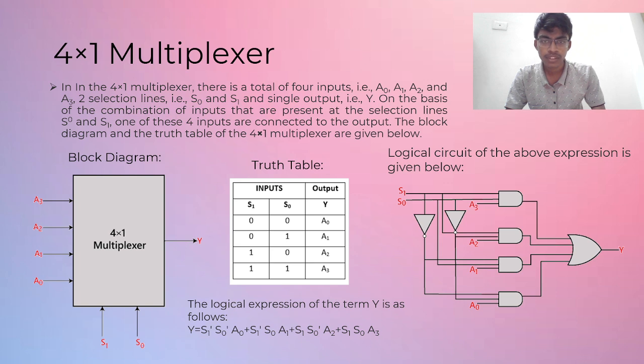At the same time, the truth table for the 4 cross 1 multiplexer is depicted as follows. The logic expression of the term Y is as follows. So from this logic expression, it is evident that the logic gates can be connected as in the following logic circuit diagram, where only two NOT gates are used, at the same time 4 AND gates and an OR gate are used to depict the entire 4 cross 1 multiplexer.